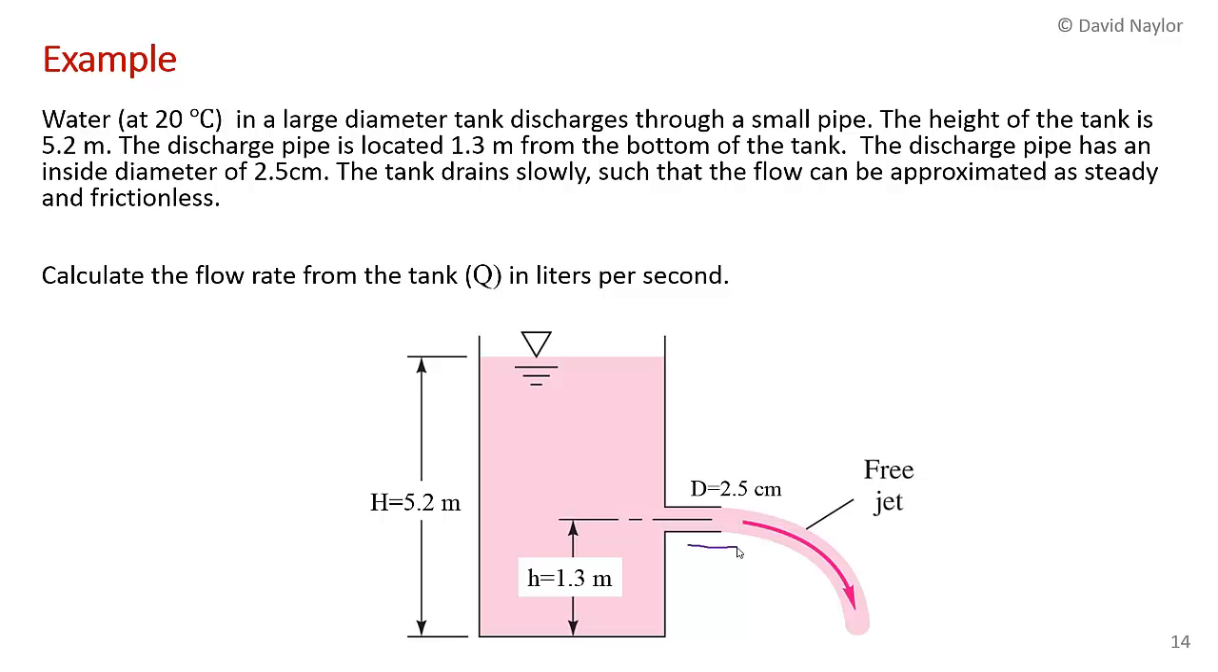The height of the tank is 5.2 meters. The discharge pipe is located 1.3 meters from the bottom of the tank. The discharge pipe has an inside diameter of 2.5 centimeters. I've drawn it here. And the tank drains slowly such that the flow can be approximated as steady and frictionless. So we can use Bernoulli's equation. And the problem is to calculate the discharge flow rate from the tank in liters per second.